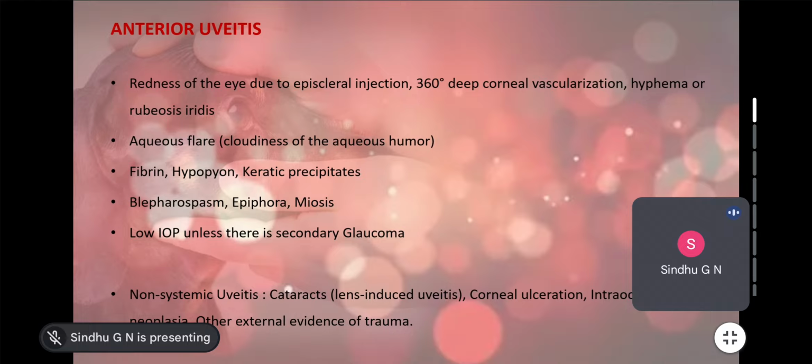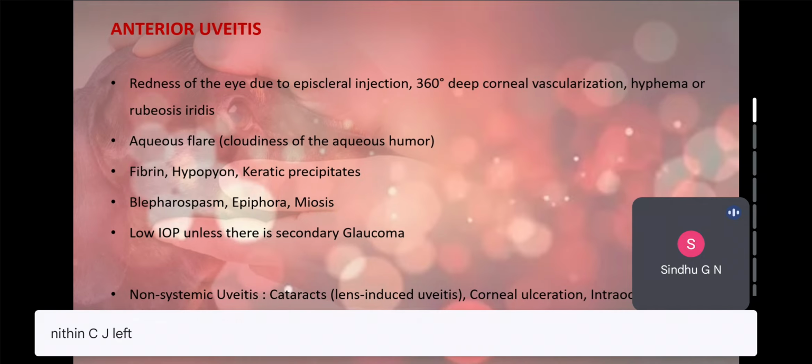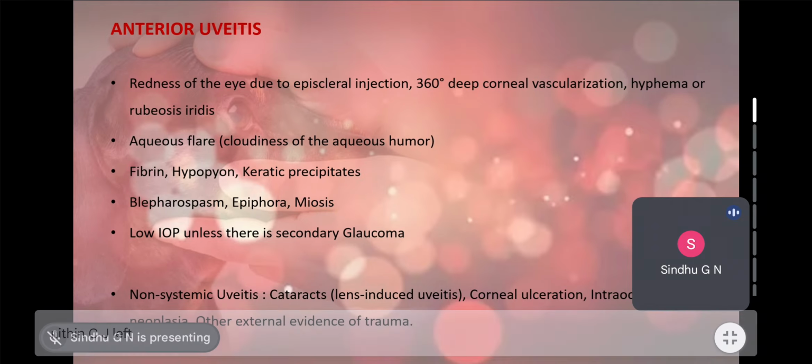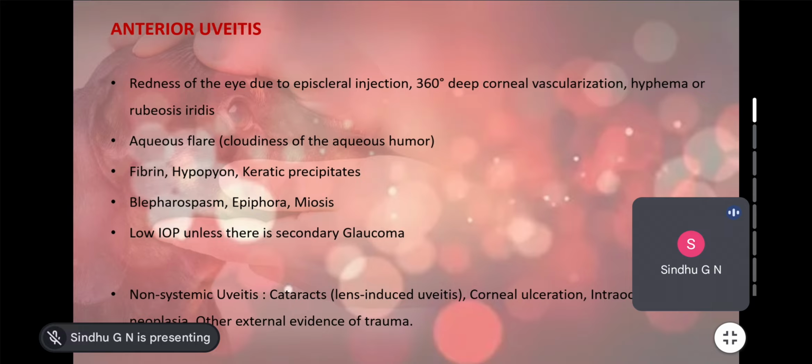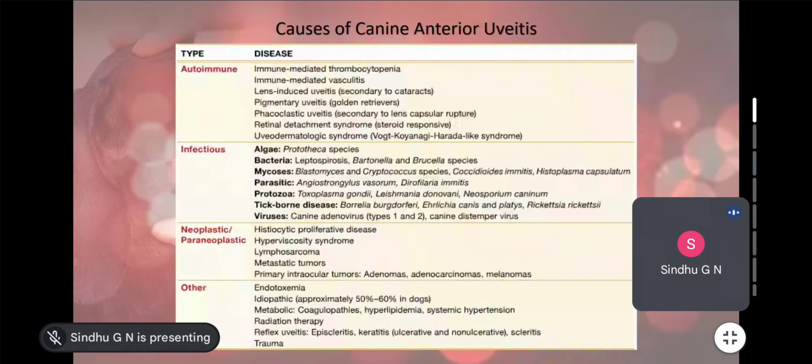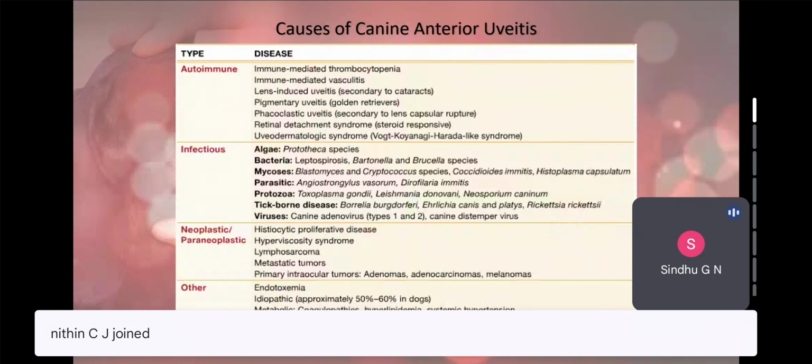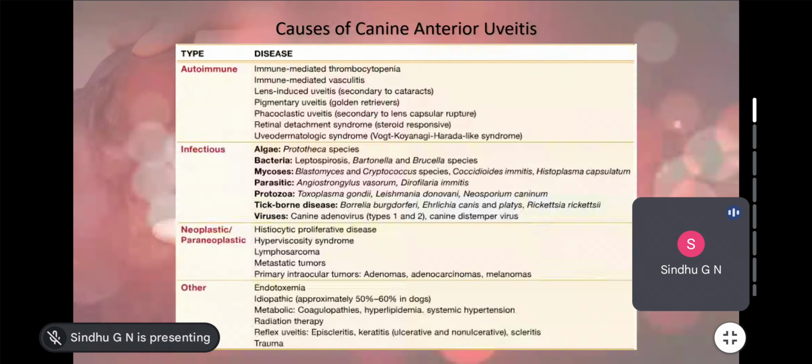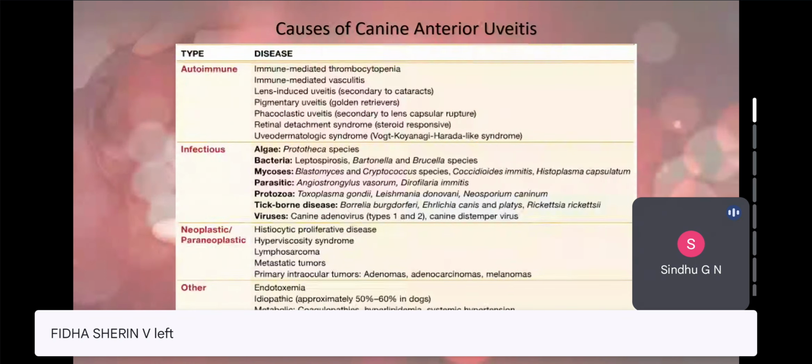Non-systemic uveitis means secondary to cataract, lens-induced uveitis. Lens protein is leaking out through the lens capsule and causing uveitis. Then corneal ulcerations causing uveitis, intraocular neoplasms, and other external evidence of trauma can cause non-systemic uveitis. Systemic uveitis can be due to autoimmune, infectious, neoplastic, and other reasons like endotoxemia or idiopathic or metabolic causes.